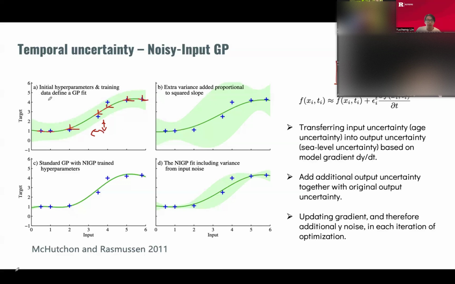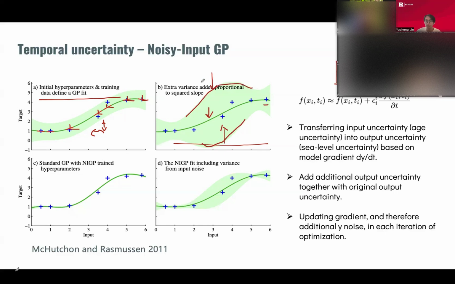So you can see here, if you set an initial hyperparameter, you get this kind of prediction. Here you don't consider horizontal uncertainty, so the temporal uncertainty. But then if you calculate the gradient and add the horizontal uncertainty into the vertical uncertainty, you get this kind of prediction. You see here the gradient is slightly higher than here, so the resulting uncertainty here is slightly larger. Okay, I hope that makes sense.